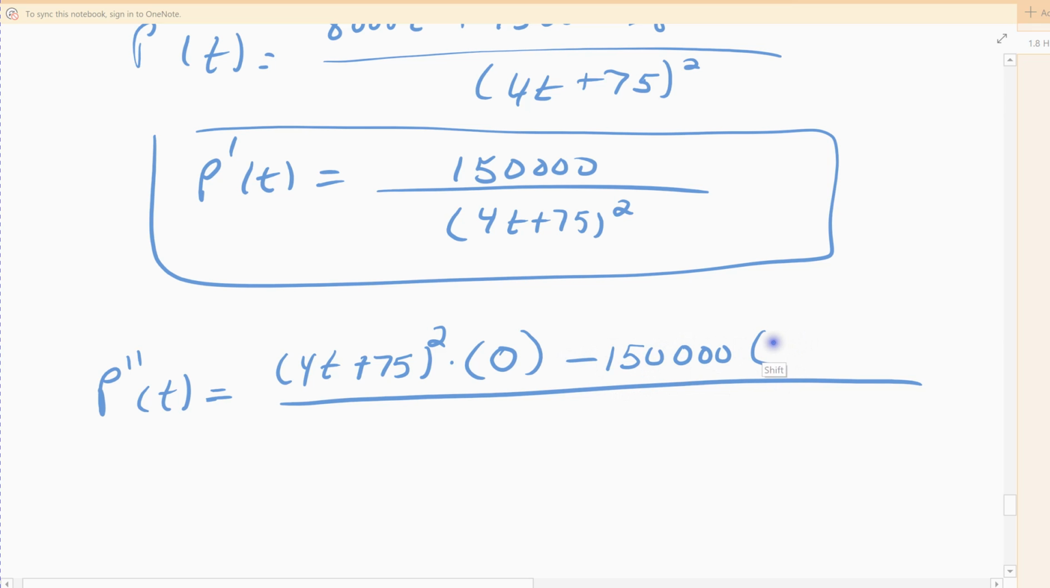Derivative of the low is going to require the chain rule. I pull the 2 out. 4t plus 75 raised to the first. Not done yet. Still got to multiply by 4, right? Because the derivative of the inside is 4. All over the low function squared again. So you could just write that to the fourth if you wanted to.